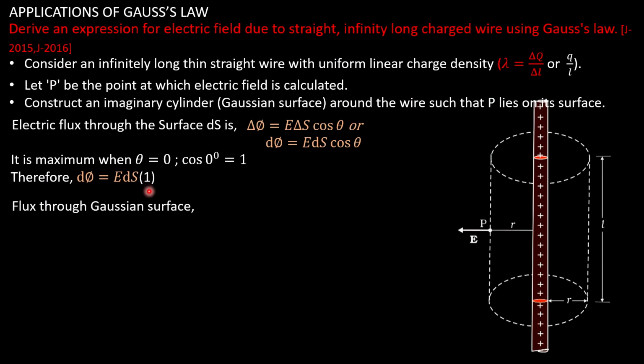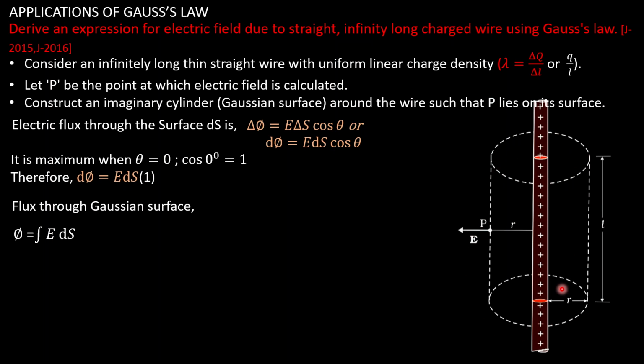Moving to the next thing, we don't need the small electric flux, that is, the small number of electric field lines passing through this surface. We need the total electric flux. That means the total number of field lines passing through the entire cylindrical surface.